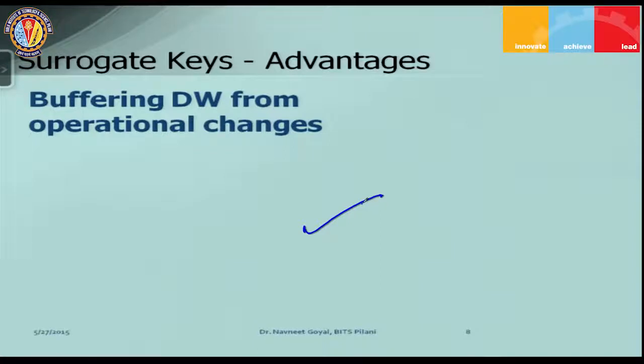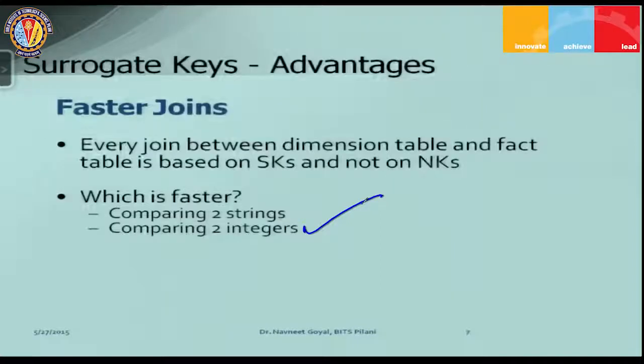So when you perform the joins, if you did not have surrogate keys, you had to perform the joins based on the natural keys, and natural keys are strings, so you need to compare lots of strings to perform a join between a dimension table and a fact table. This would take a long time. Comparing two integers would be much faster. So that's why the joins will be executed much faster.